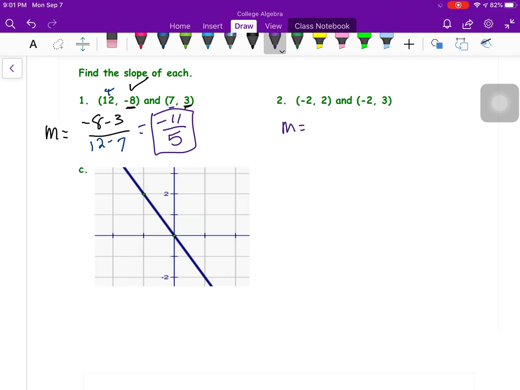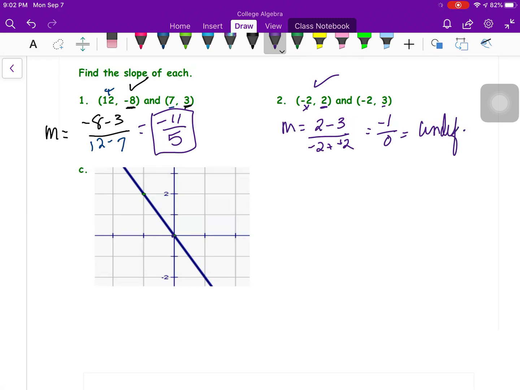Okay, let's find the slope here. I'm going to start with this point, my y. 2 minus 3 over my x's. Negative 2 minus negative 2. That gives me negative 1 over 0, which is undefined slope.